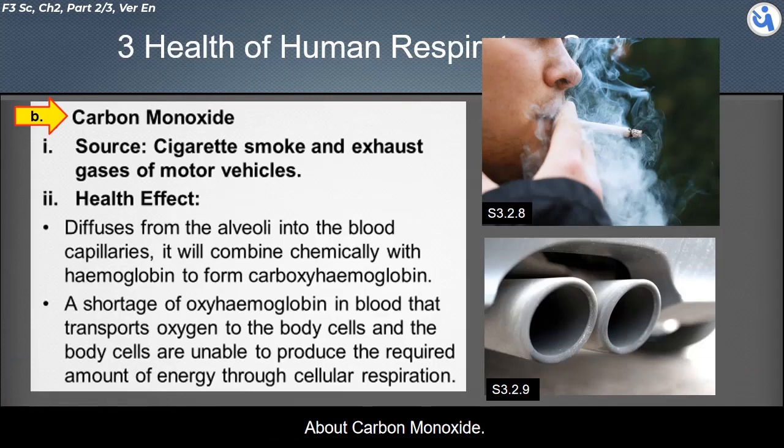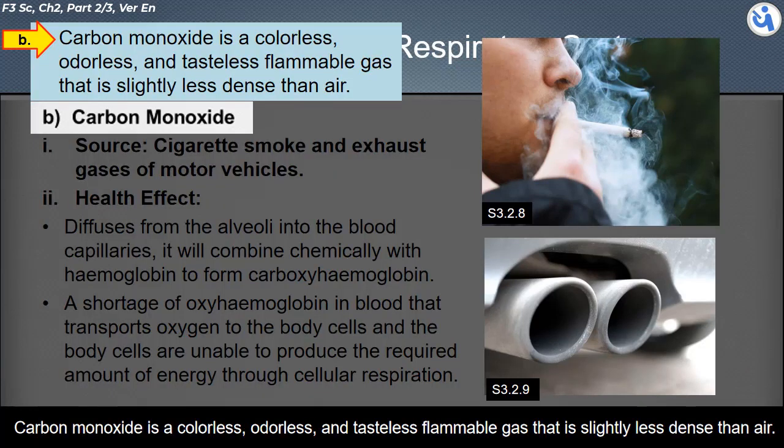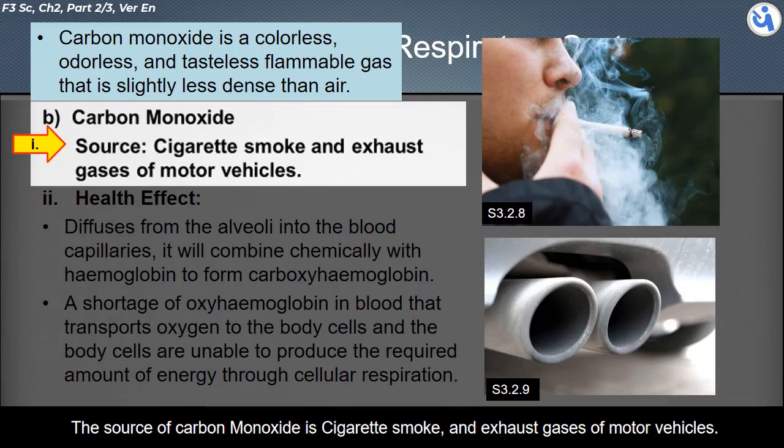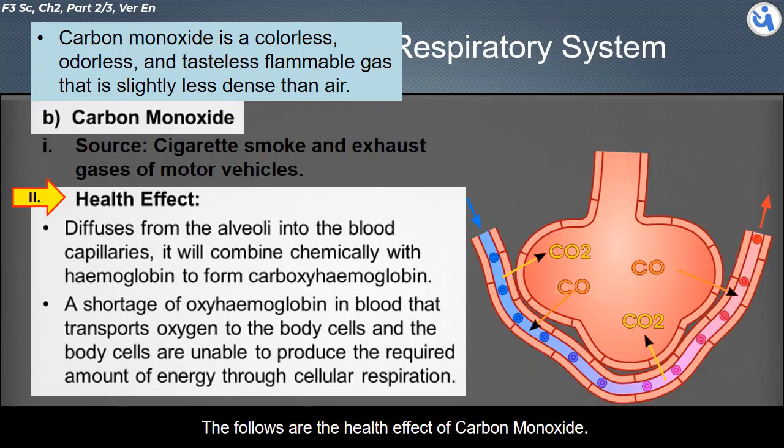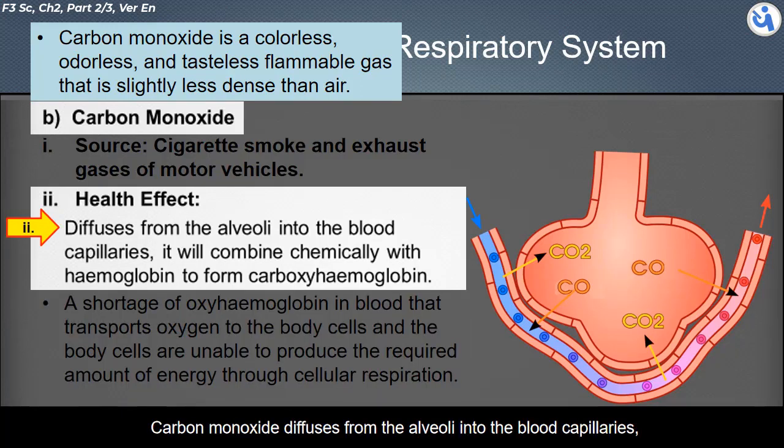About carbon monoxide. Carbon monoxide is a colorless, odorless, and tasteless flammable gas that is slightly less dense than air. The sources of carbon monoxide are cigarette smoke and exhaust gases of motor vehicles. The following are the health effects of carbon monoxide. Carbon monoxide diffuses from the alveoli into the blood capillaries. It will combine chemically with hemoglobin to form carboxyhemoglobin.